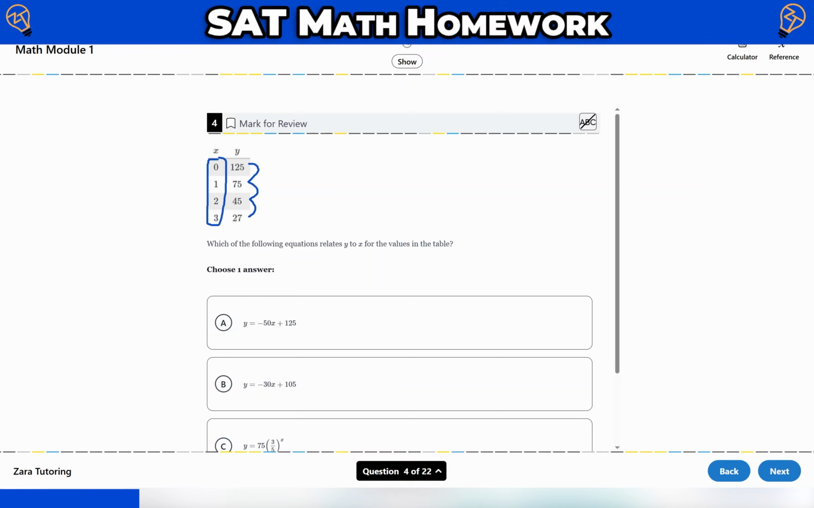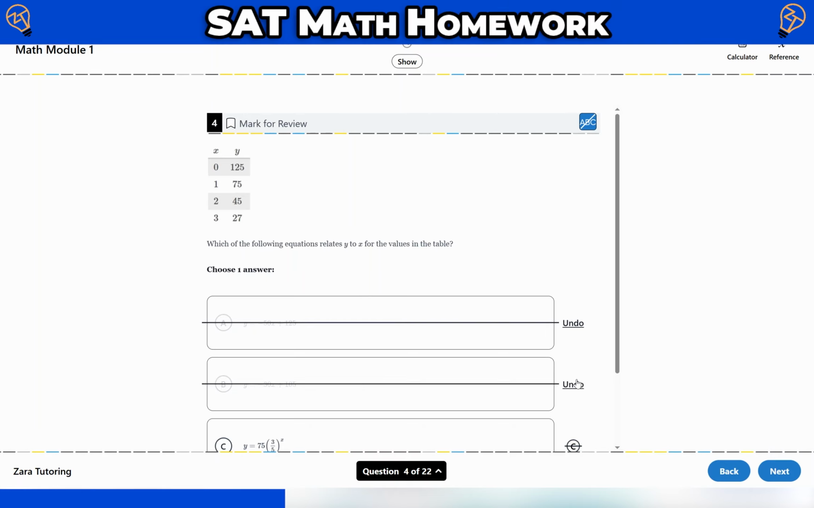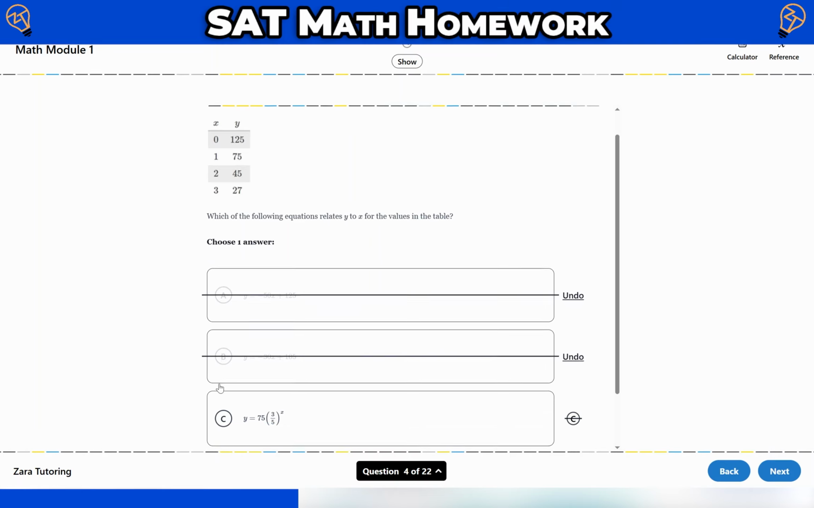Now, notice as the y's progress in this direction, we can see that the y's are getting smaller and smaller, but not by the same amount every time. Clearly, they're decreasing by differing amounts each time, which makes it clear that it's not going to be linear. It will be exponential. So we can go ahead and eliminate options A and B, both of which are linear, and we're down to C and D.